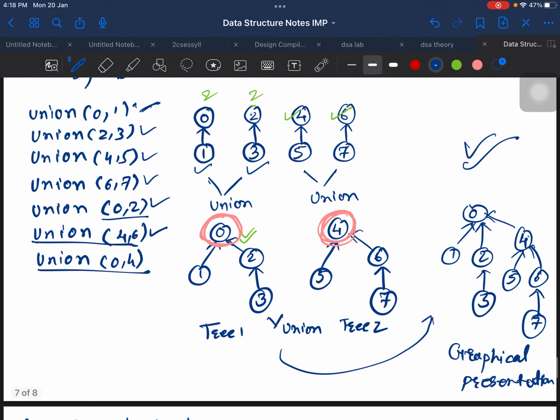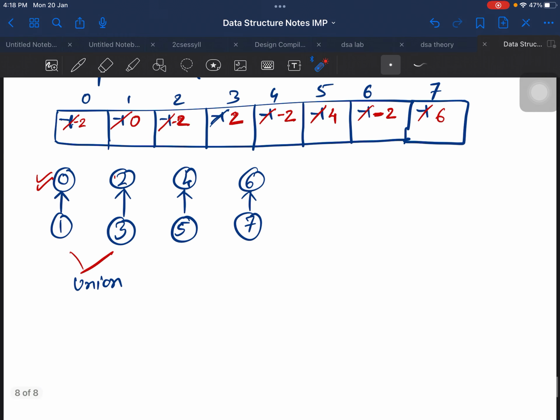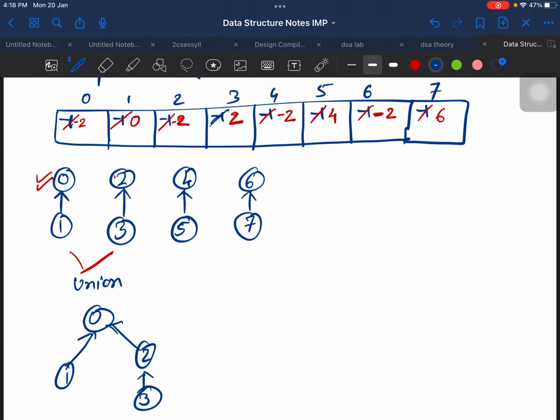These two you have to union. So guys, just now we did that operation here, and we got this kind of a tree. The same tree I will get here. First of all, I am drawing the tree, and after that I will tell you how to make changes in this array. So 0, this is 1, this is 2, and this is 3. After drawing this tree, we have to make the changes in this array.